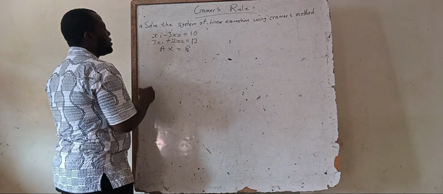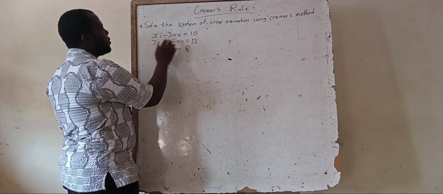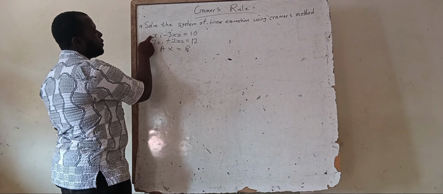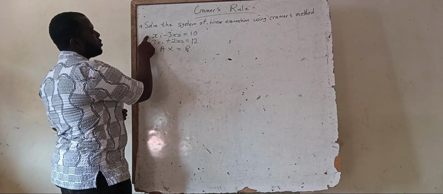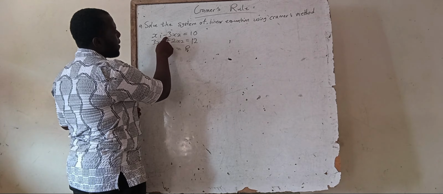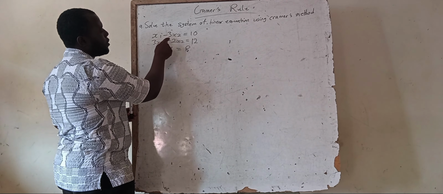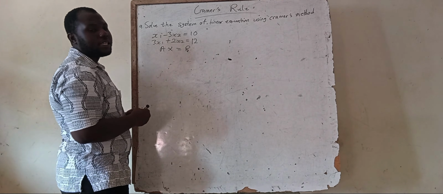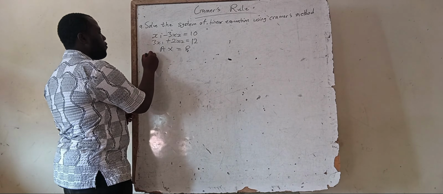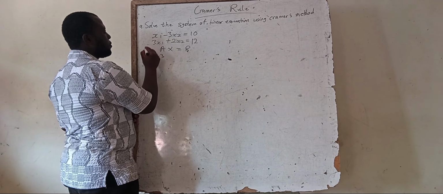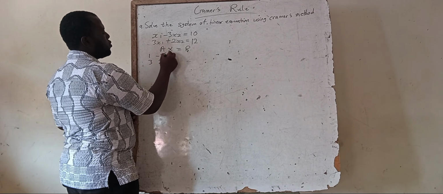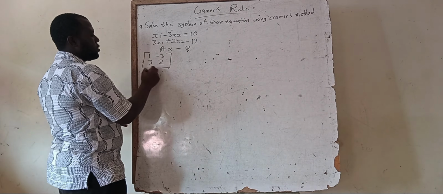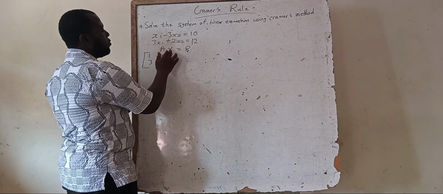A will be the coefficients of the variables in the question. When you take the first equation, we have 1 in front of x1, so the coefficient of x1 is 1. Then over here, it's negative 3. Those are the coefficients, and we represent them in the form of a matrix. So you have 1, negative 3, and over here we have 3 and 2. We represent it as a matrix. Then we take x.